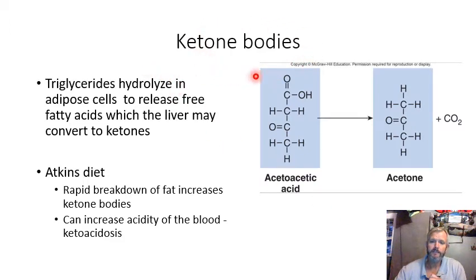Ketone bodies. You remember ketones? We have a carbonyl, that in the middle of the chain we have a C double bonded with oxygen. This one is also a keto acid because it also has a carboxyl group on the end, acetoacetic acid. It is a ketone along with an acid, an organic acid. Where do these come from?